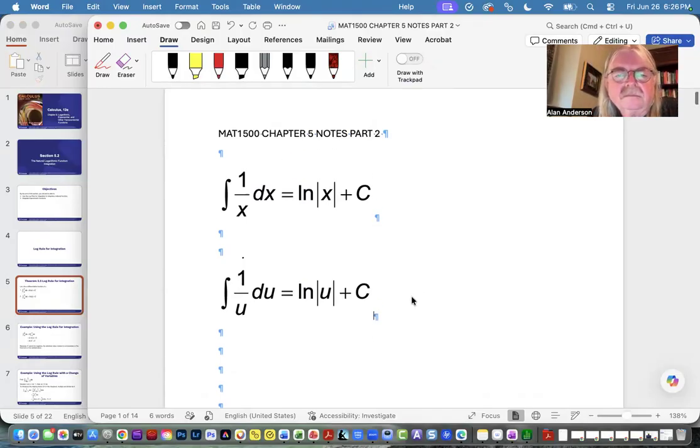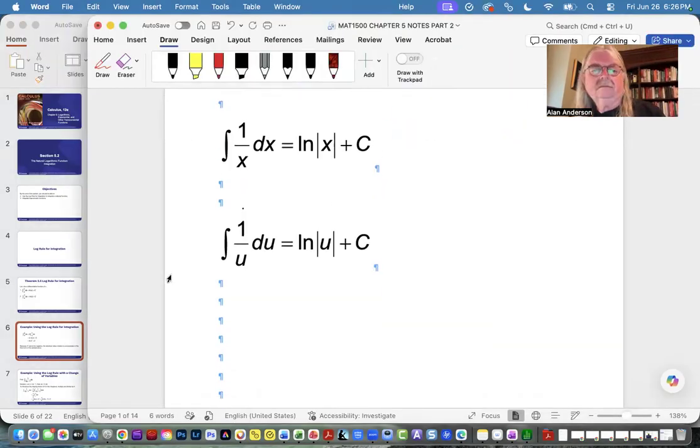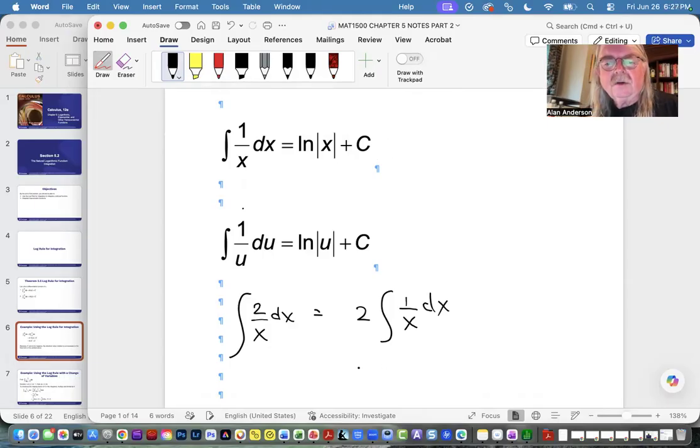Great. What about this one? You've got the integral of 2 over x dx. Obviously the first rule is very similar to this one. We just move the 2 outside the integral sign, and we end up with this case up here. So all we have now is 2 natural log absolute value of x plus c, and we're done.